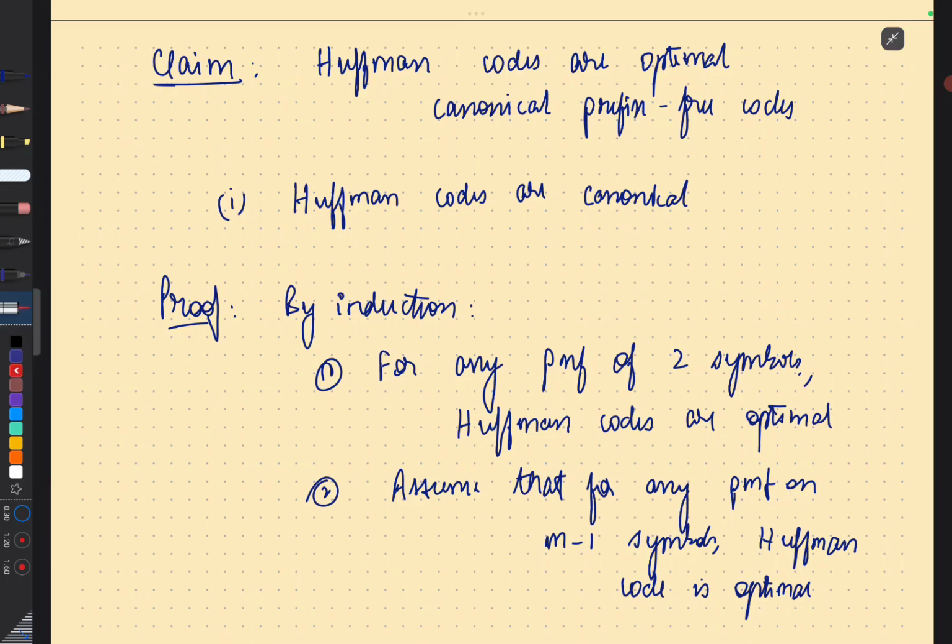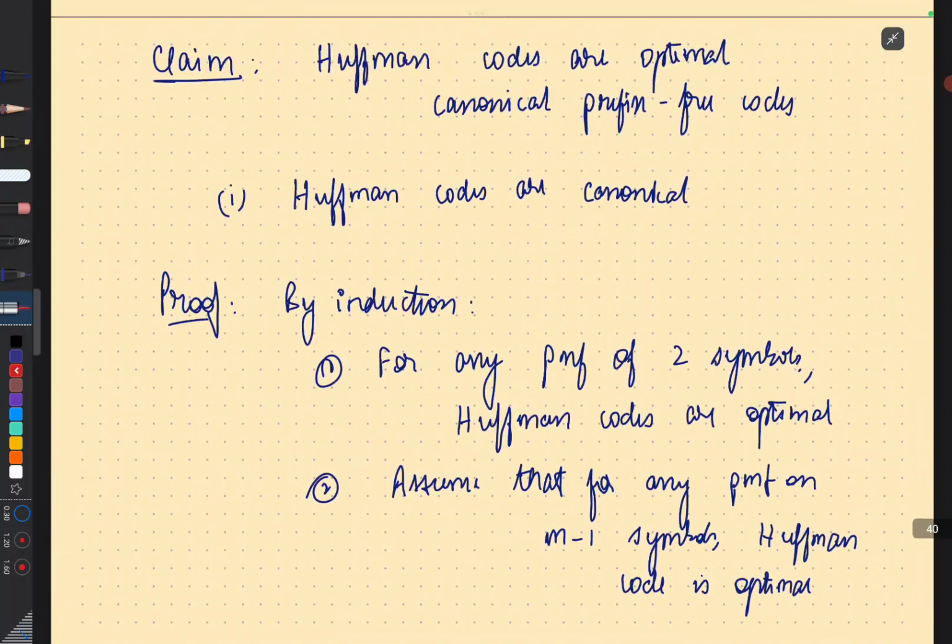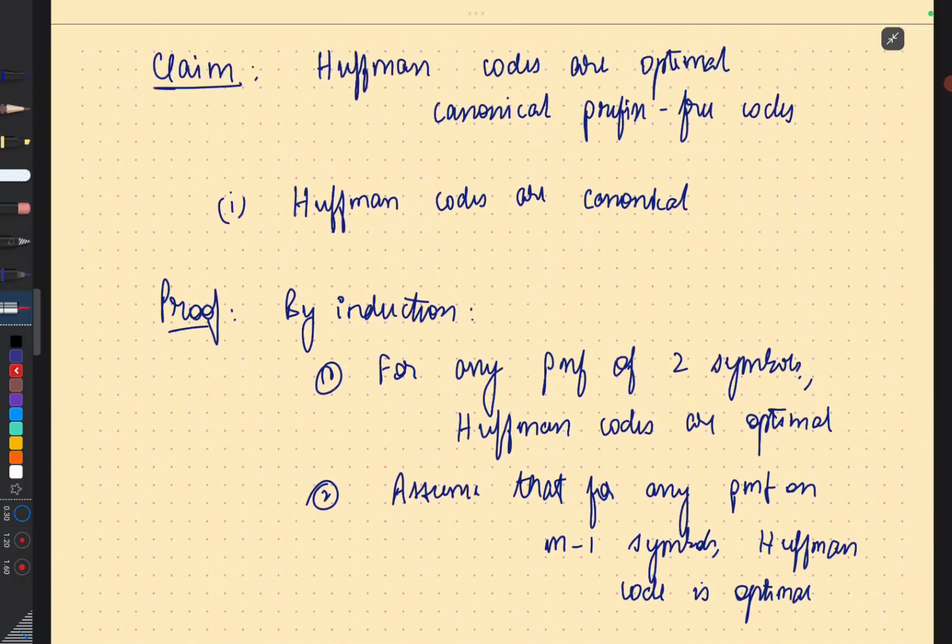Okay, so in the last class, we were basically studying Huffman codes. We saw an implementation of Huffman codes in Python, right? But before that, we showed that Huffman codes are optimal prefix-free codes. Among all possible prefix-free codes, Huffman codes achieve the minimum expected length. All right, and these are also canonical prefix-free codes, which means that they satisfy those three properties.